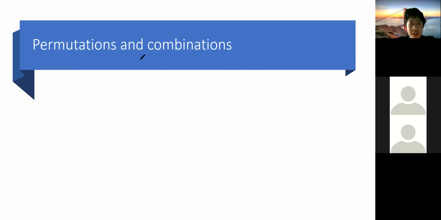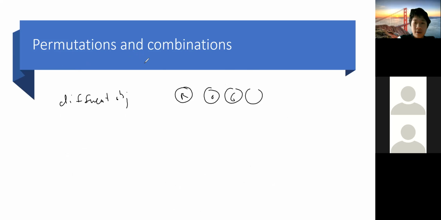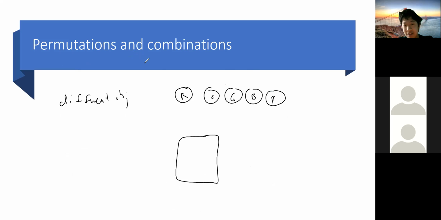Okay, so now we're going to go on to combinations, and this one is a lot harder. Let's say we have the different objects again. We've got red, orange, green, blue, purple. But now I have a bag, and I want to put 3 of these in this bag. How many combinations of colors can I have in the bag?